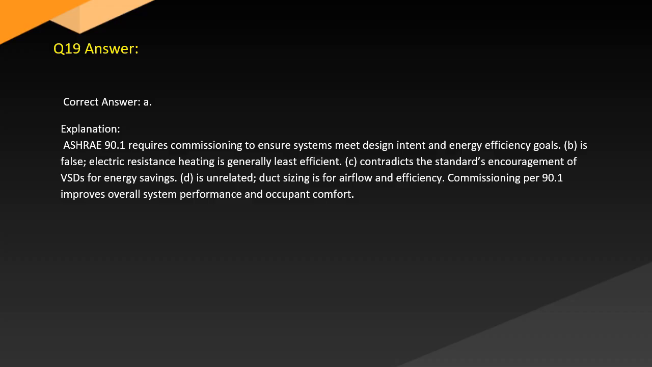Answer. Correct answer A. Explanation. ASHRAE 90.1 requires commissioning to ensure systems meet design intent and energy efficiency goals. B is false. Electric resistance heating is generally least efficient. C contradicts the standard's encouragement of VSDs for energy savings. D is unrelated. Duct sizing is for airflow and efficiency. Commissioning per 90.1 improves overall system performance and occupant comfort.